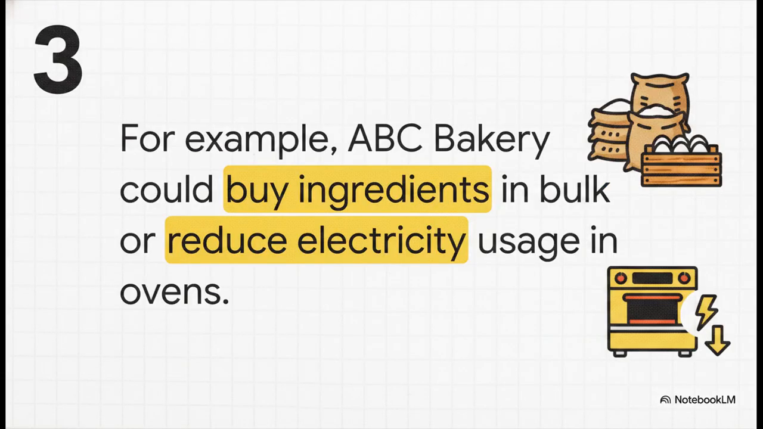Step 3 is application, and this is where you earn the big marks. You have to make it specific to the business. We're not just talking about costs in general. We're talking about ABC Bakery's costs. So you could say something like, for example, they could buy their flour and sugar in bulk to get a discount, or maybe focus on using their ovens more efficiently to cut down on electricity. That shows the examiner you're really thinking about the business.